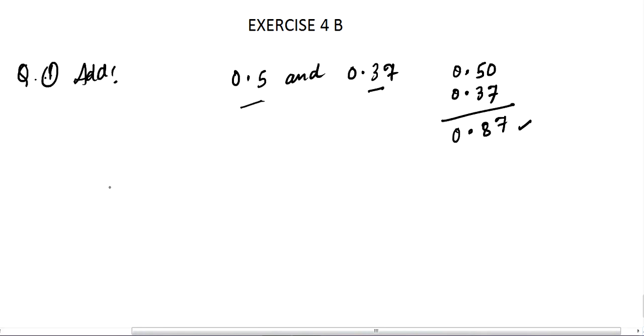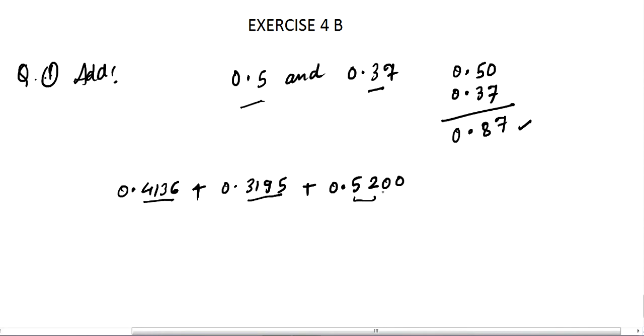Third, fourth I'm solving. 0.4136 plus 0.3195 plus 0.52. As you can see, we are having 4 places here after decimal, but in this we are having 2 places. So you can write 0 and 0. Now you can add this, you will get required answer. I think question number 1 you can solve.